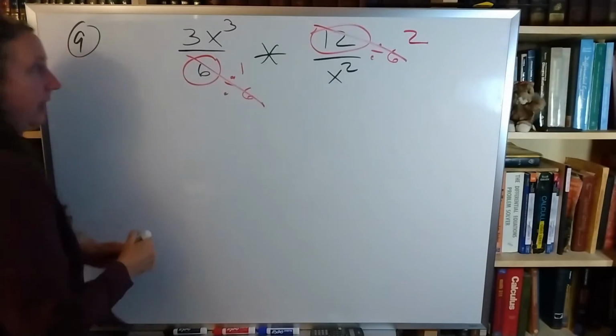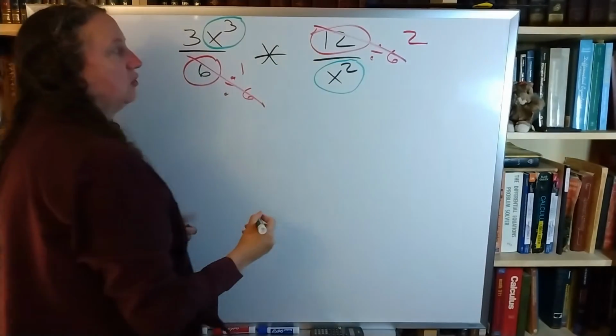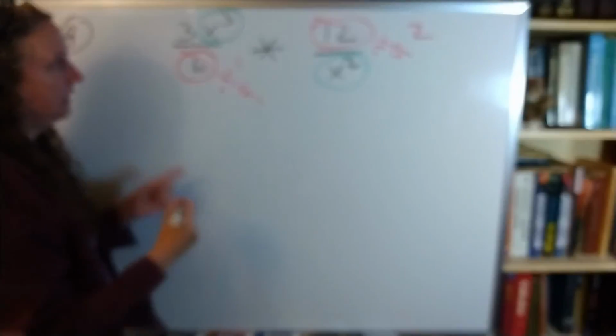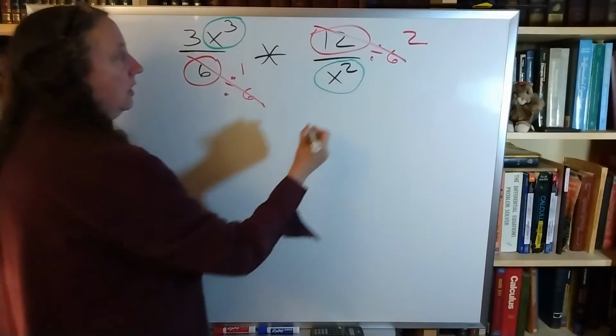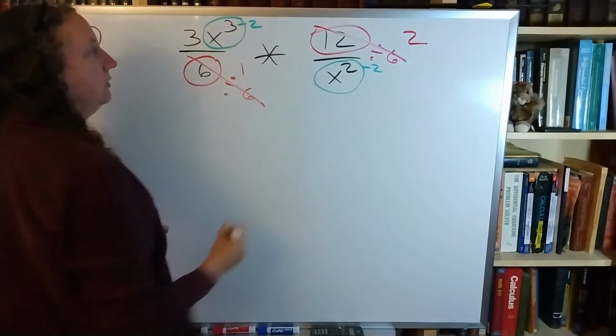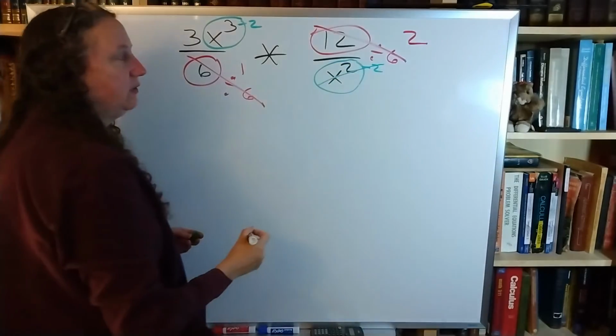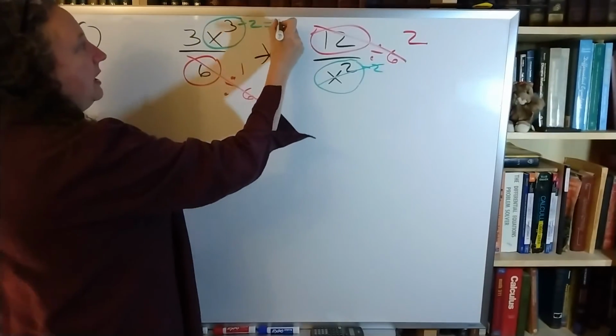I'm also looking at the x to the third and the x squared. And I see they can be reduced. So I can subtract 2 from my exponent on each of those. So then this becomes x to the 0, which cancels out, and this becomes x to the 1.